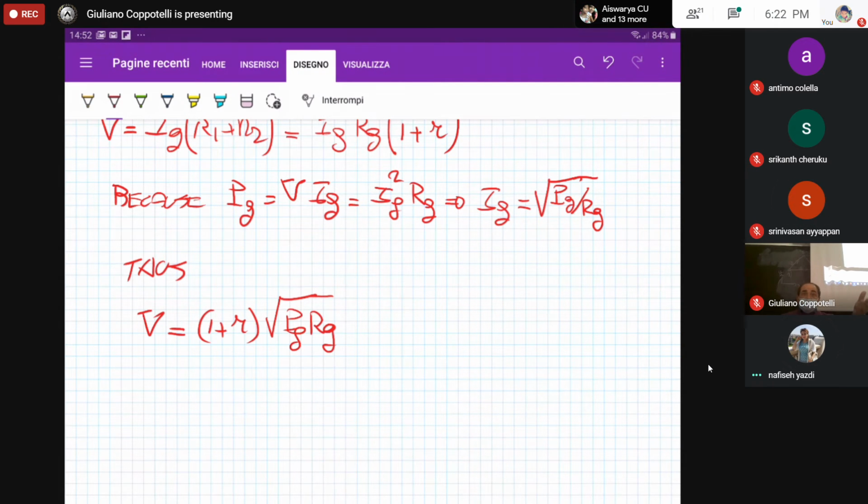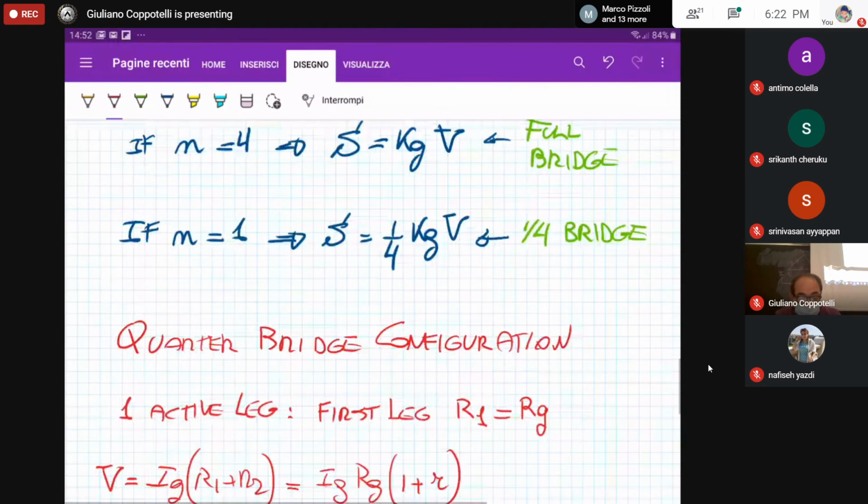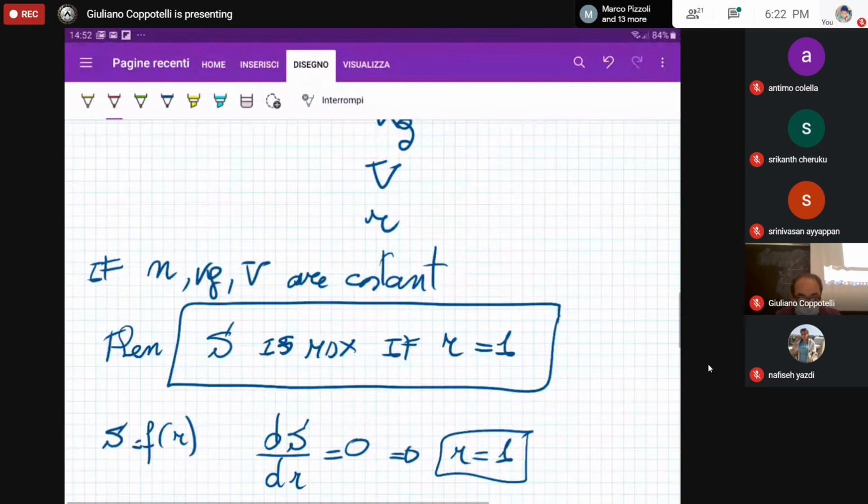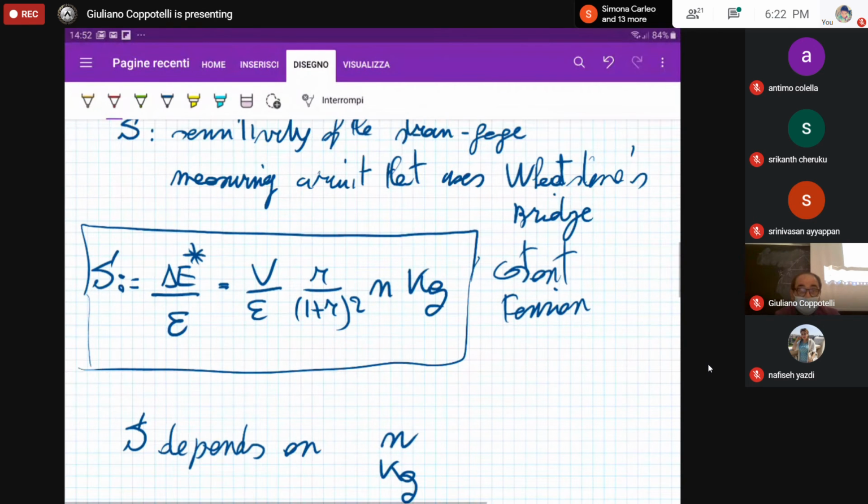That's about the sensitivity now. Let's go back to the previous equation and introduce this expression of the input tension, which is related to the maximum power. The equation is this one. Is it here? Okay.